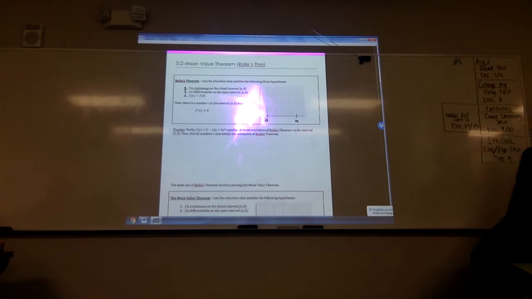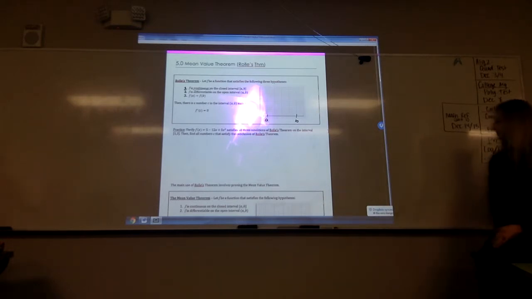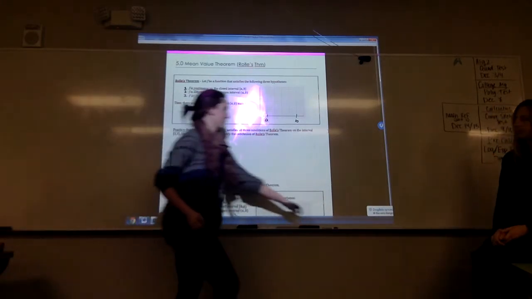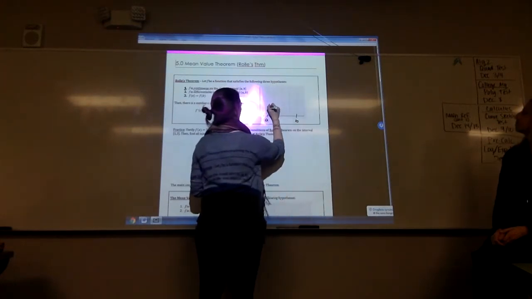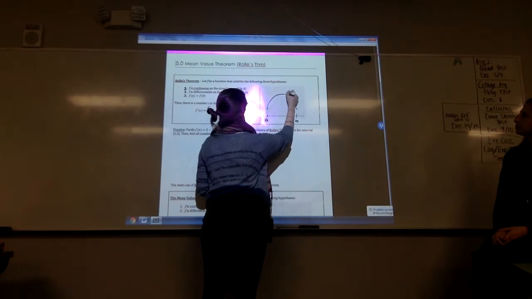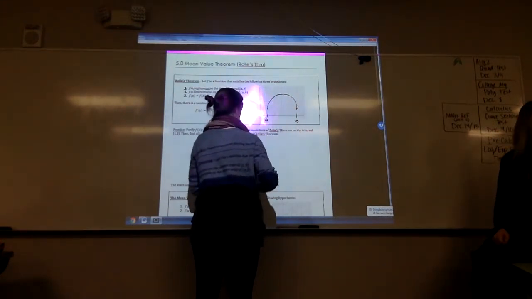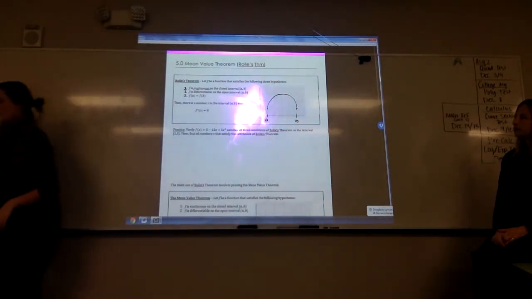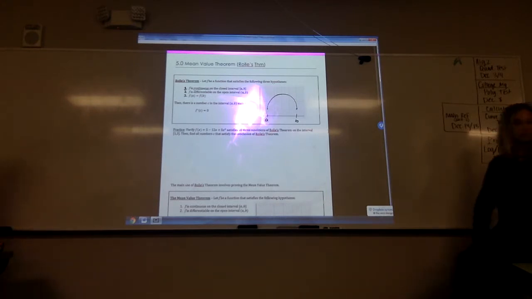Keely, you want to come draw yours really quick? Joey, you want to draw yours? Make a fun parabola. Keely, you want to come draw yours on the same graph? Should I get a different color? Oh yeah, different color.